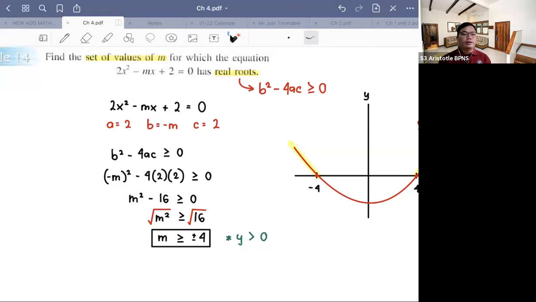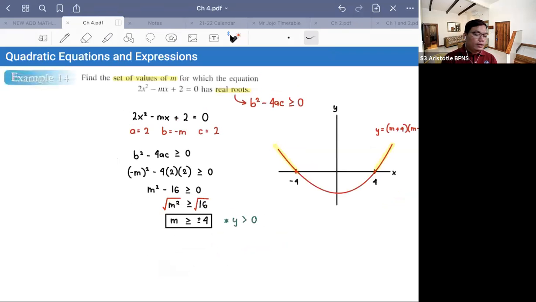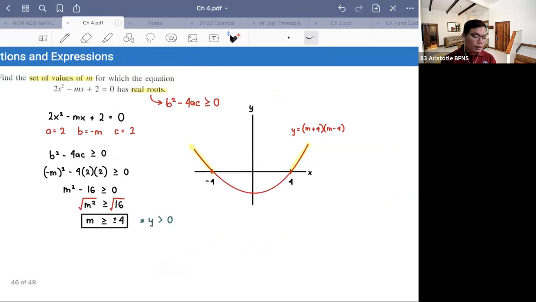All right, m is greater than or equal to positive 4. That means here, class, that y is greater than 0, because look at your answer. It's greater than or equal to negative 4. So basically, this whole equation is greater than 0. Okay, so that's it. So that's the boundary of this one.